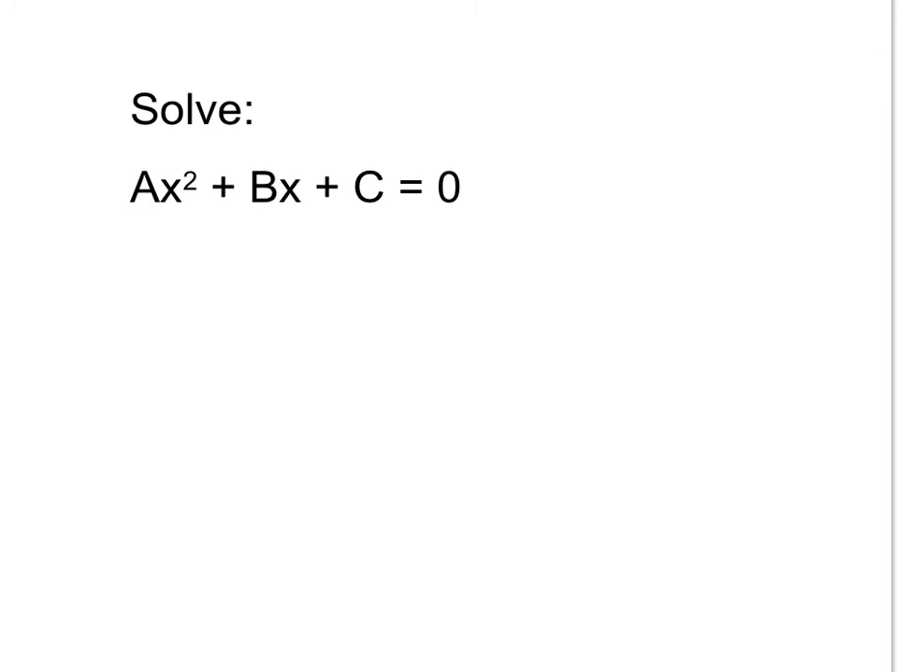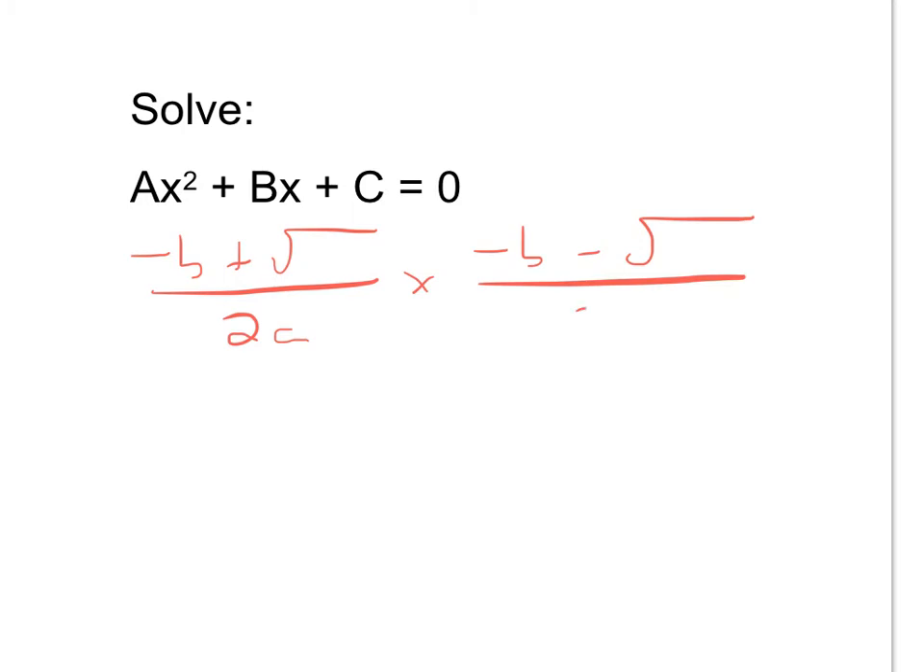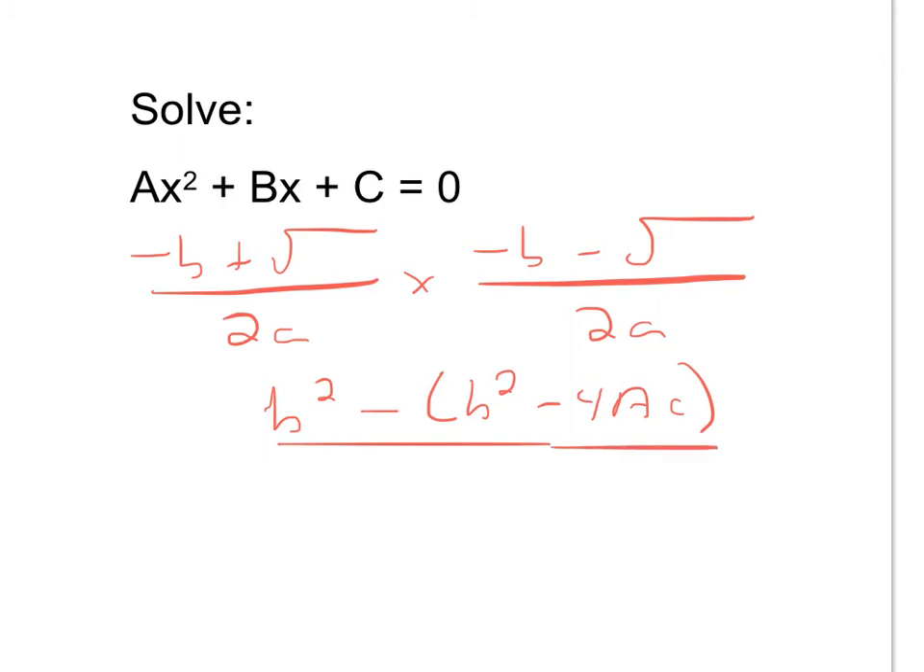Now let's multiply these roots. So I have negative b plus the radical all over 2a times negative b minus the radical all over 2a. Notice that I have conjugates up top. So I have negative b times negative b, which is b squared, minus the radical times itself. Well, what's inside the radical? It's b squared minus 4ac all over 2a times 2a, which is 4a squared.